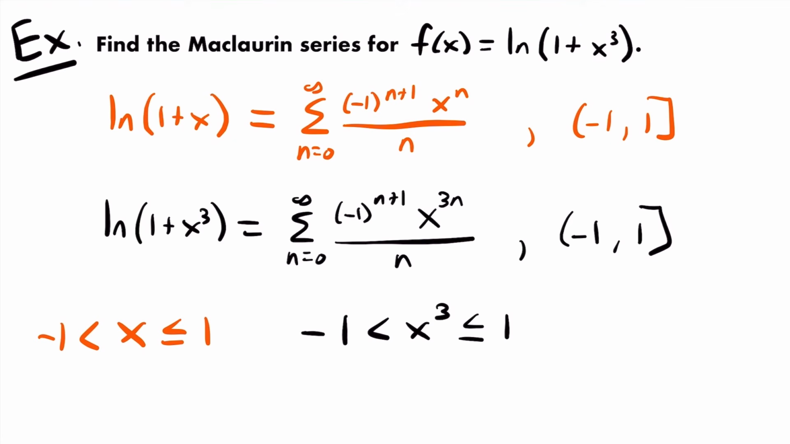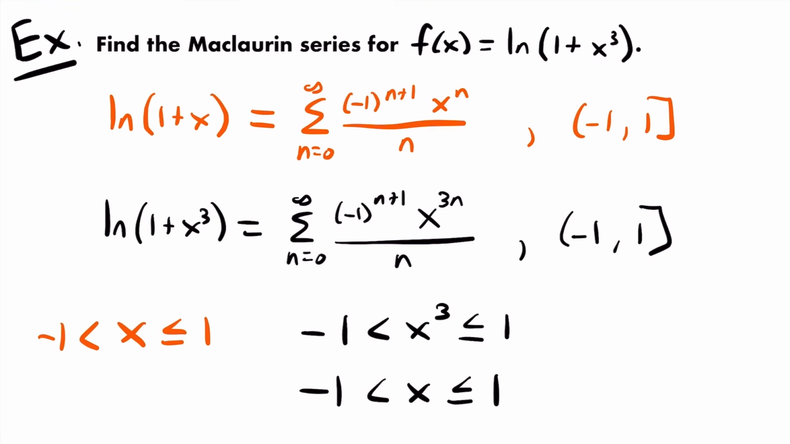And then you would just want to solve for x. So we would take the cubed root of all parts of this inequality, and the cubed root of negative 1 is negative 1, the cubed root of x cubed is x, and the cubed root of 1 is 1. So we're still going to have negative 1 less than x less than or equal to 1, so the interval of convergence stays the same.